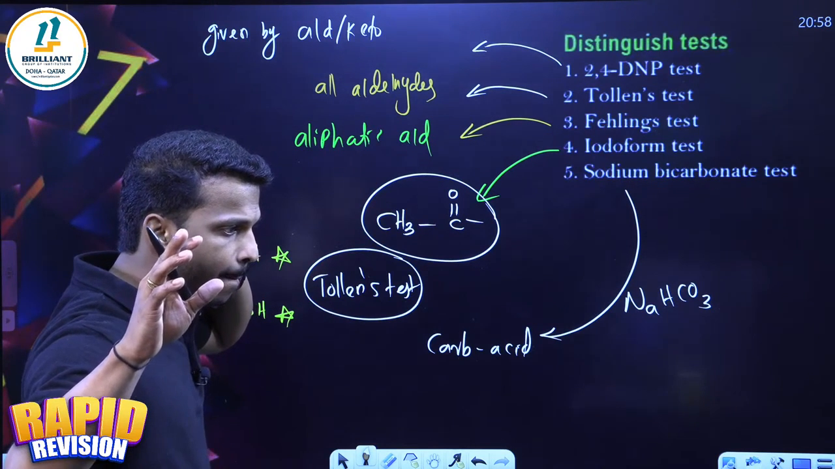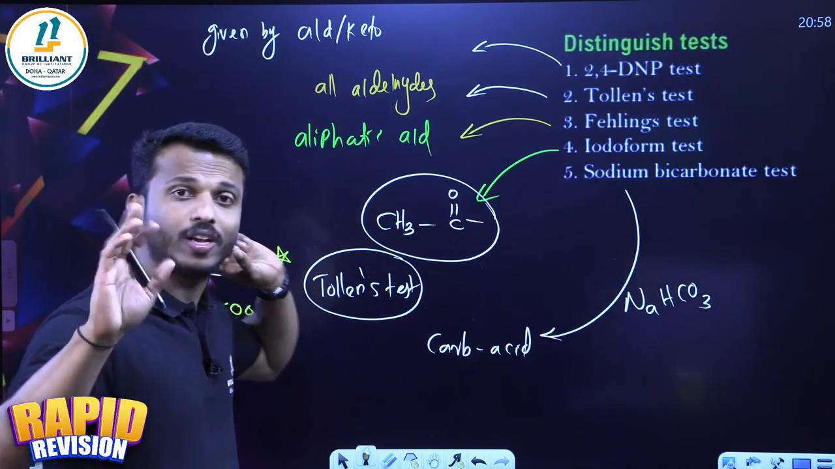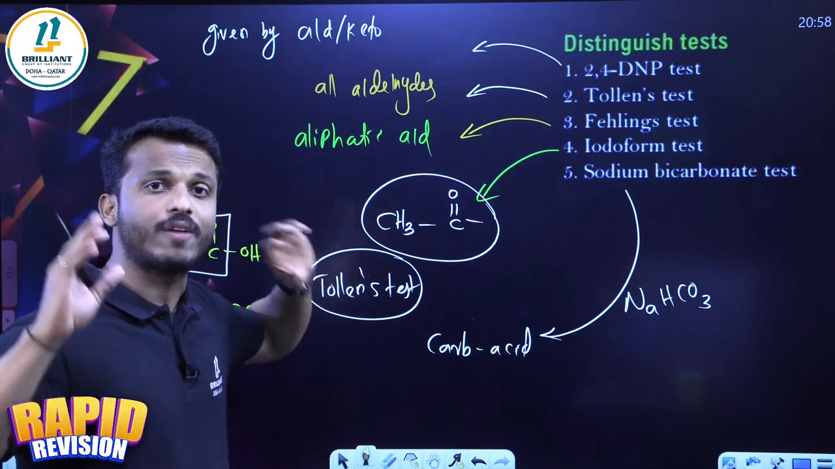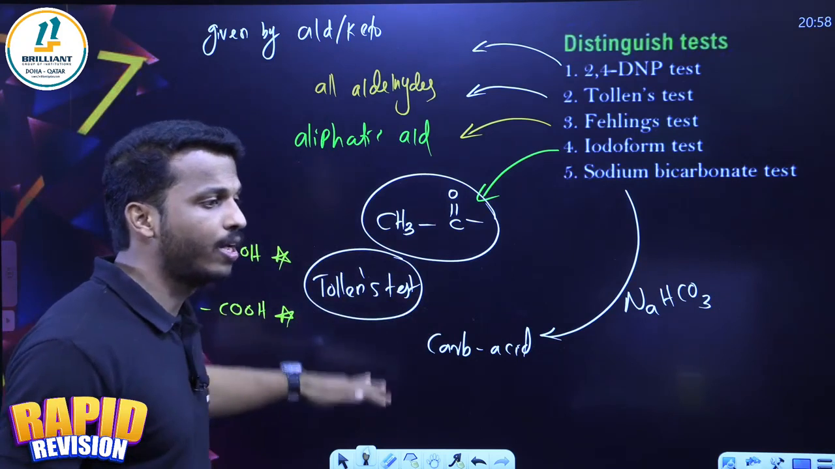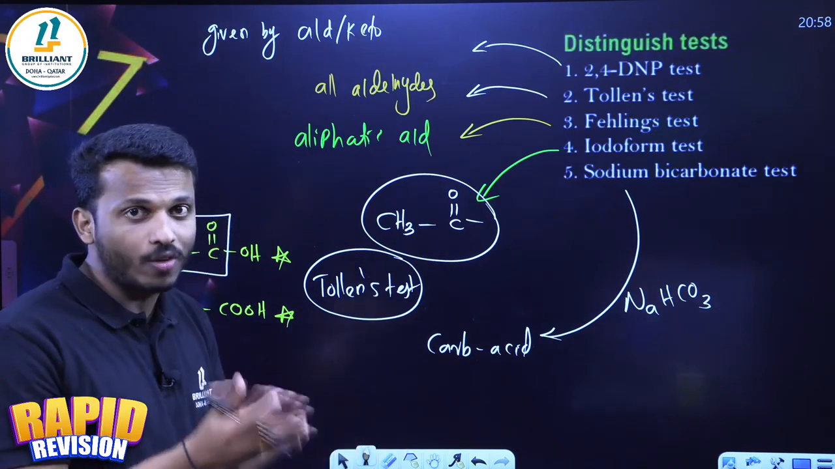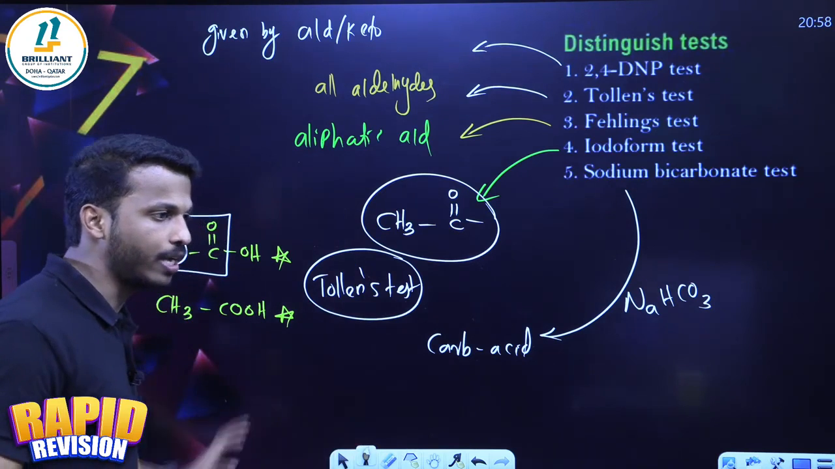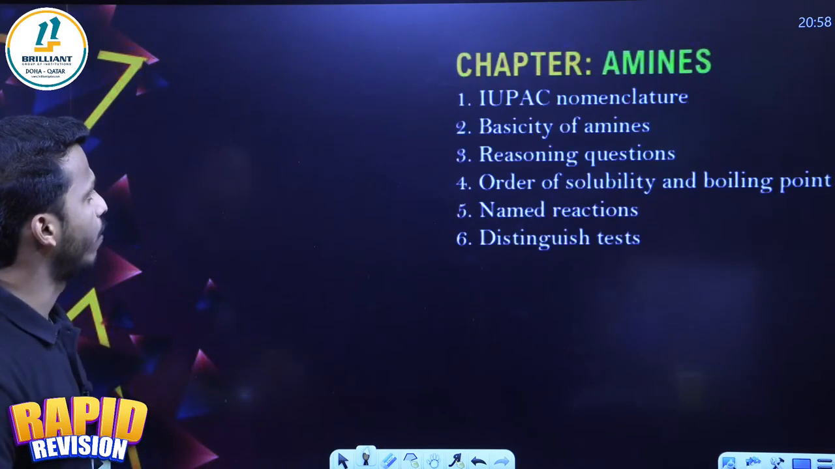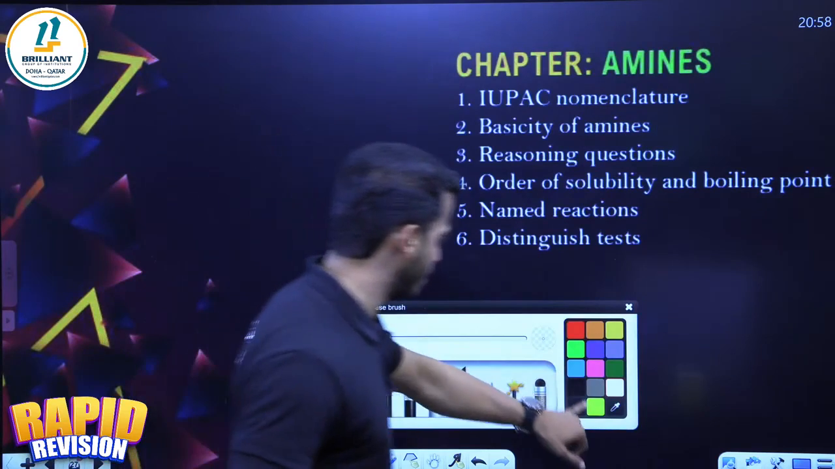Okay? No, we can't use the sodium bicarbonate test, because it is given by all acids. So both of them give the reaction. One should give, one should not. Then only we can distinguish, right? So this is one exception case, all of you. Please remember. Next one. Chapter, dear all, amines.